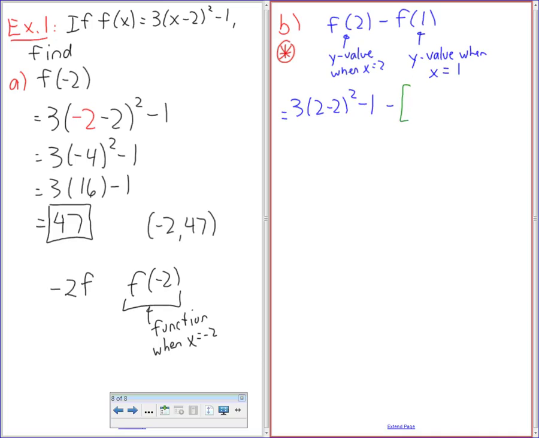Do them separately if you want to. Hold on a second. Okay, I'm going to slow down here.